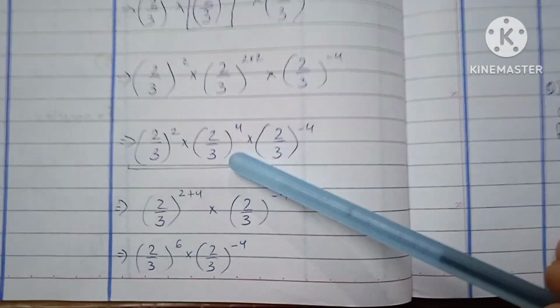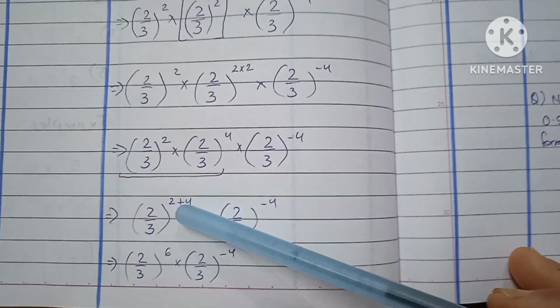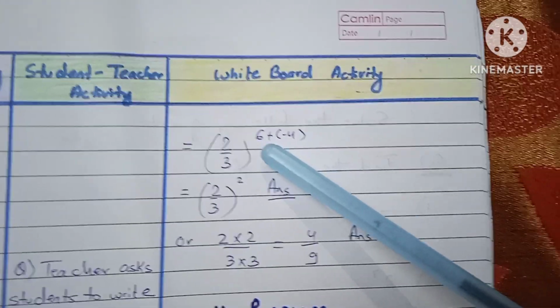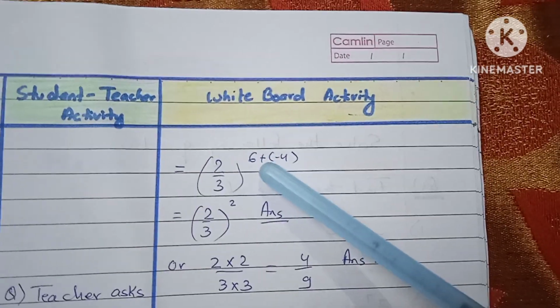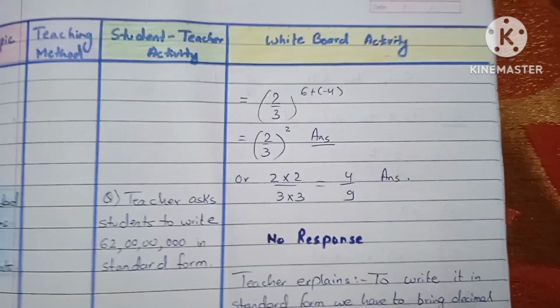We solve these two over here. We get 2 by 3 power 2 plus 4, which is 6. Again we solve this over here in the following way, which is 2 by 3 to the power 6 plus bracket minus 4, which is equal to 2 over here.